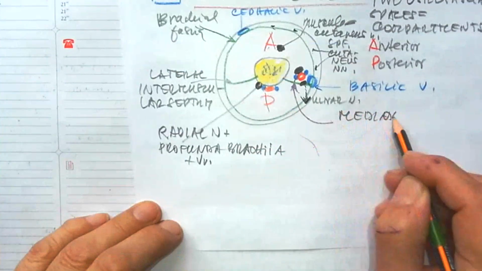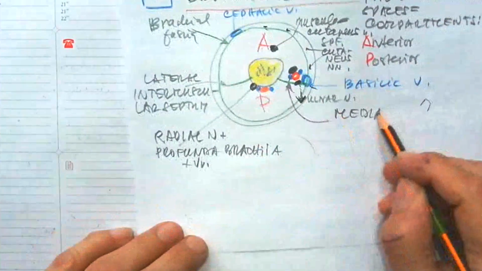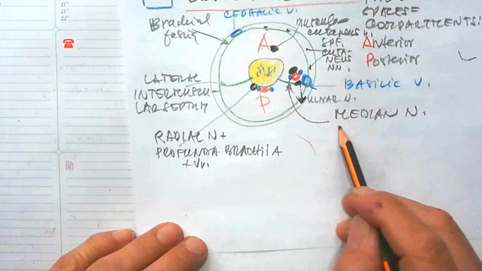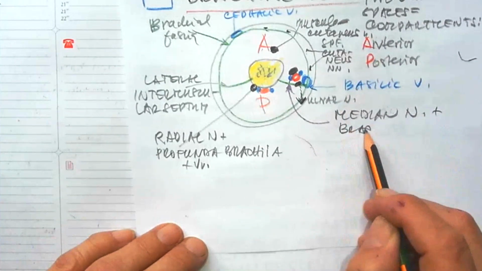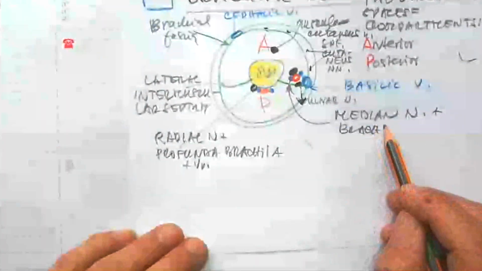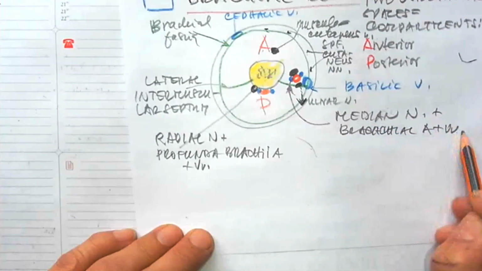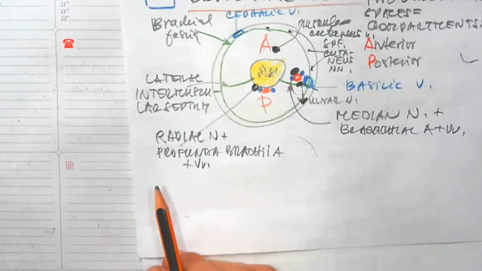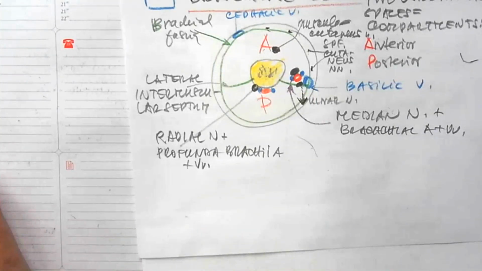Median nerve, nervus medianus, a big nerve of the brachial plexus, plus brachial artery plus veins, and then the ulnar nerve. So all these are the structures found in the brachial region.